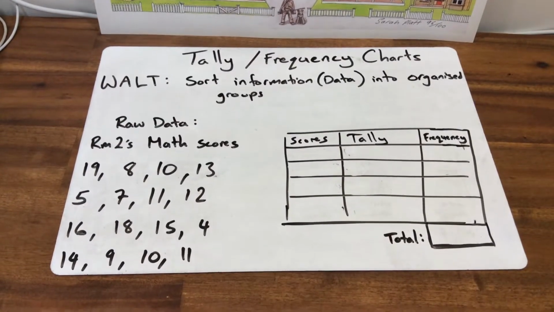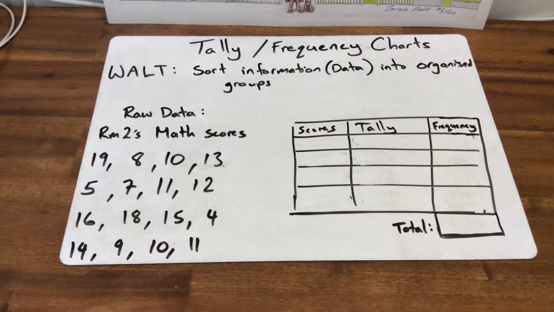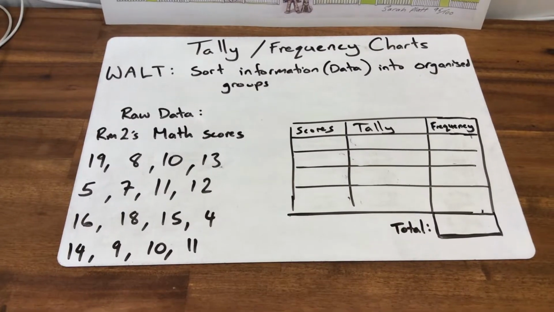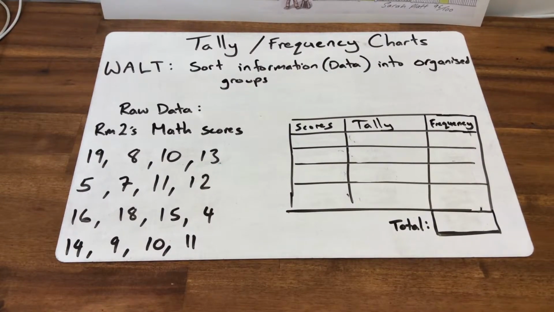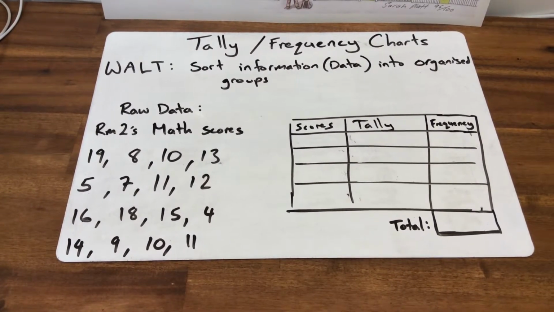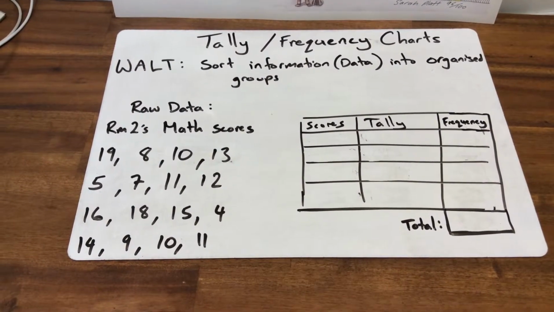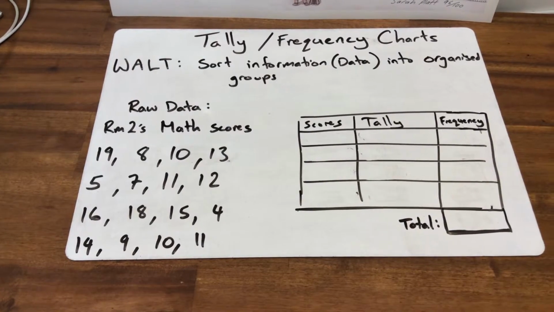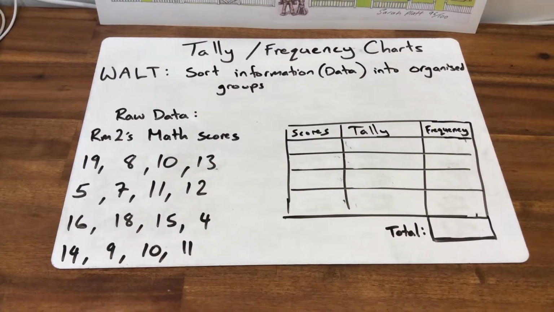Okay, so we're looking at tally and frequency charts. What I've got over here first is some raw data. We're going to sort this data into an organized group here on the right. That's our tally chart, or frequency chart, that we're going to use. We're actually going to call this grouped data, so that we put it into a smaller format on the tally chart beside it.